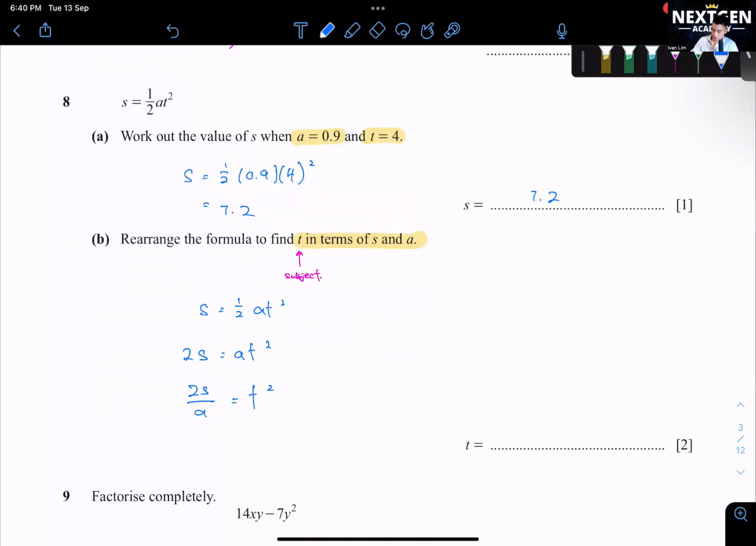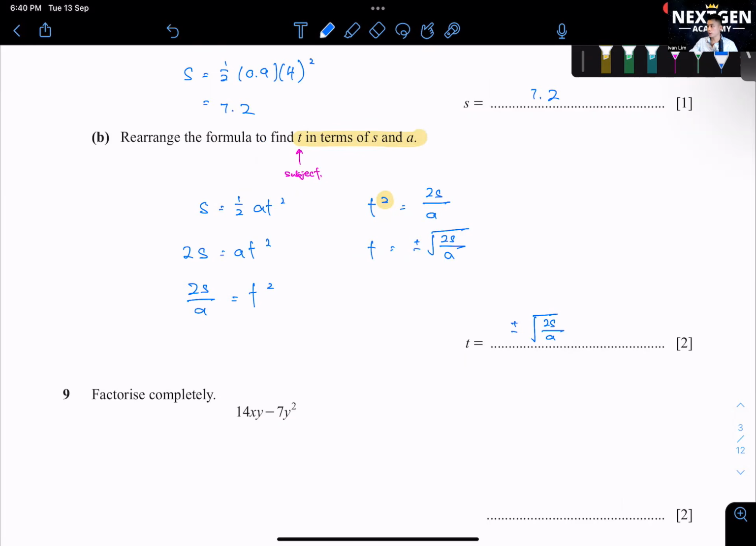If you're not confident, you put the t at the left-hand side first. Just switch the left and right-hand side. T then will be plus minus square root of 2s over a. For this particular question, if you didn't put the plus minus, they still give you the marks. But by right, all of you should know, if I square, bring it over to the other side, it is not just square root, it is plus minus square root. So t, you can write plus minus square root of 2s over a.